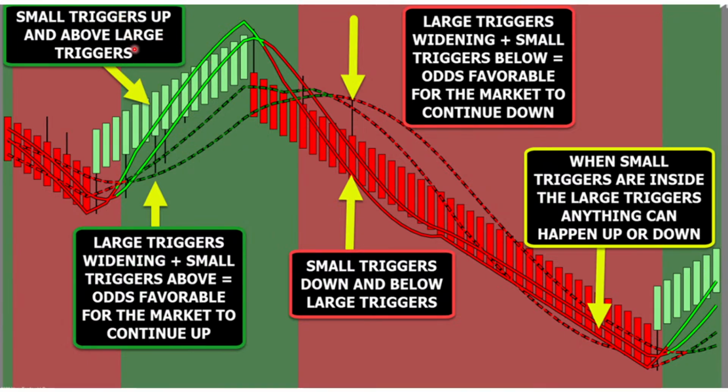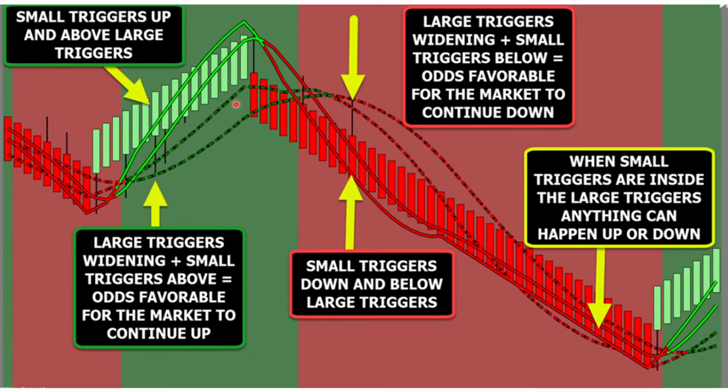So when the small triggers are up and above the large triggers and the large triggers are widening, that space right there, that gap between the two, that daylight creeping through, lets me know that I have strong triggers. In a downtrend, when the smalls are below the large, that space between lets me know that I have strong triggers. And when you have strong triggers, the odds are favorable for the market to continue in the direction of the trend.